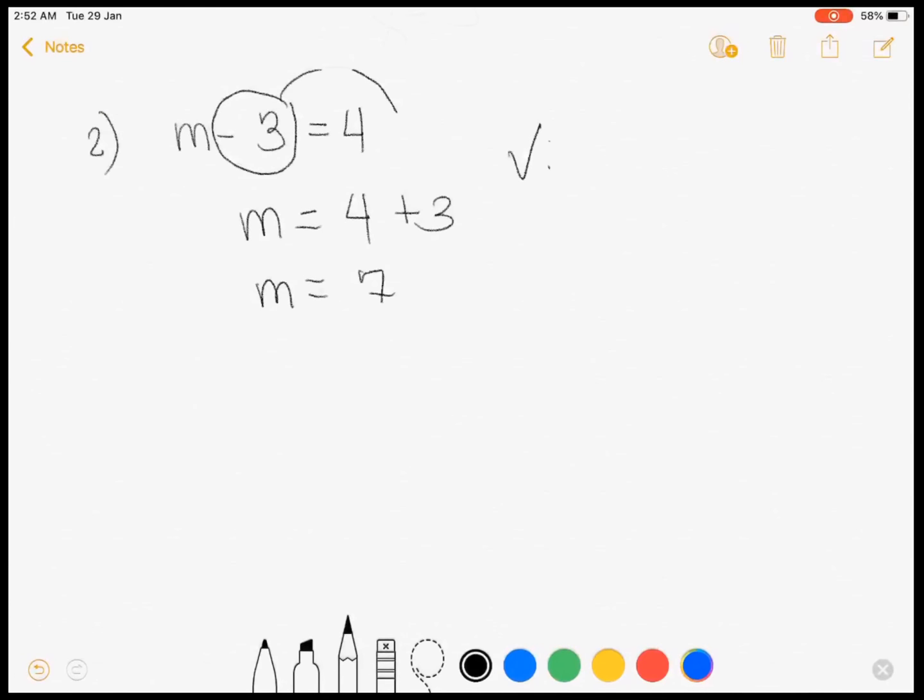Then, checking, we substitute the value of m na 7 sa equation. We have m minus 3 is equal to 4. And m is 7, so we have 7 minus 3 is equal to 4. So, therefore, 4 is equal to 4, which is correct. So, therefore, our solution of 7 is correct.